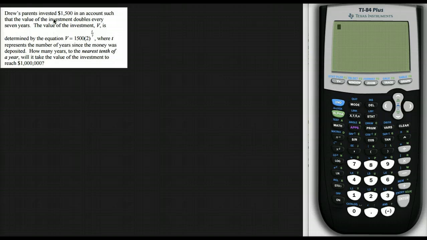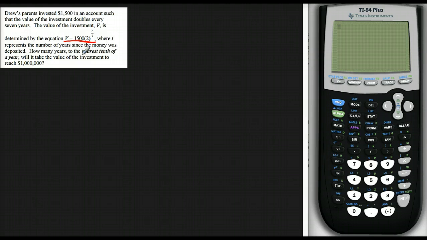It says Drew's parents invested $1,500 in an account such that the value of the investment doubles every 7 years. The value of the investment V is determined by this equation here, where T represents the number of years since the money was deposited. How many years to the nearest tenth of a year will it take the value of the investment to reach $1 million?